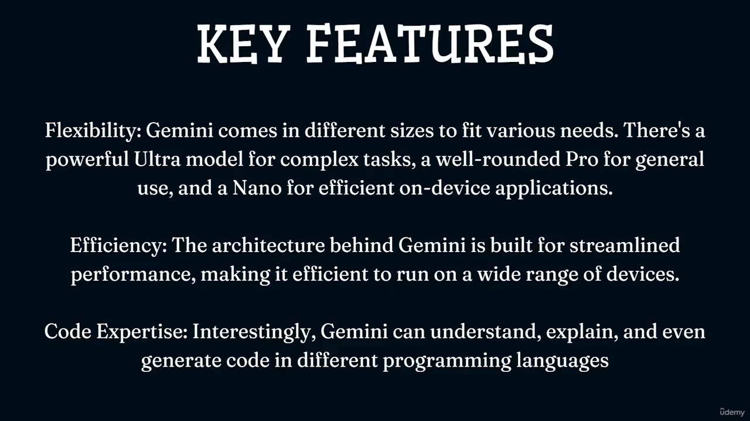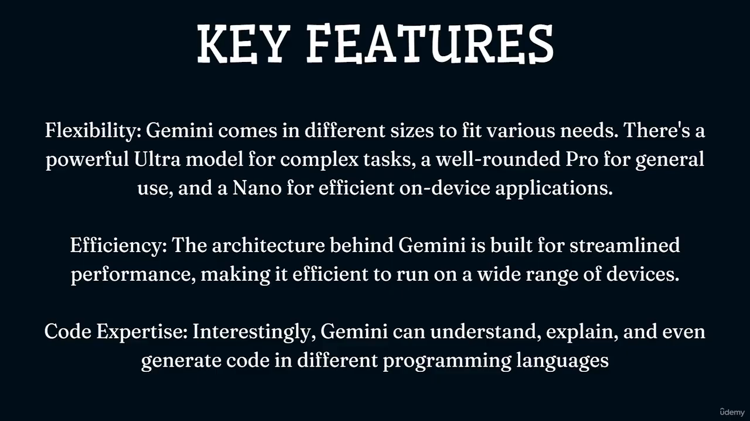I'm not saying that you should not use any other AI model, but you should understand what its pros and cons are. Once you know that this particular thing is better in this particular application, you should go with the better one. It saves your time, it saves your effort, and it also keeps you interested in that particular topic as well. So the first key feature of Gemini is its flexibility.